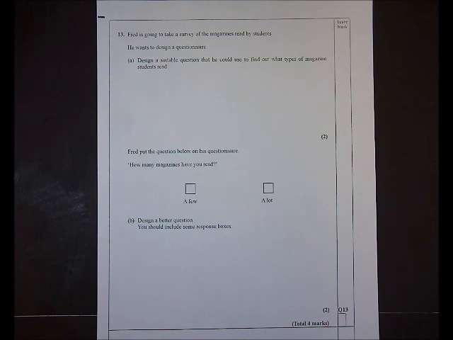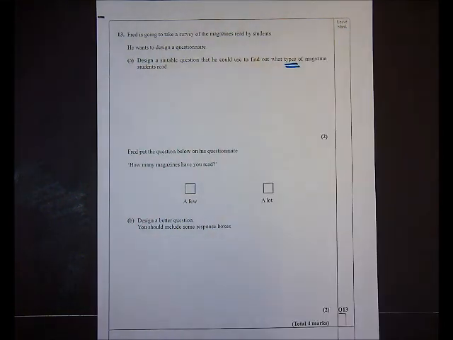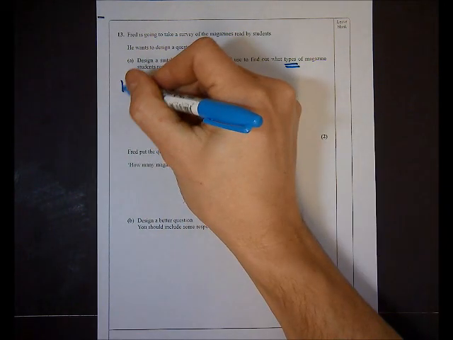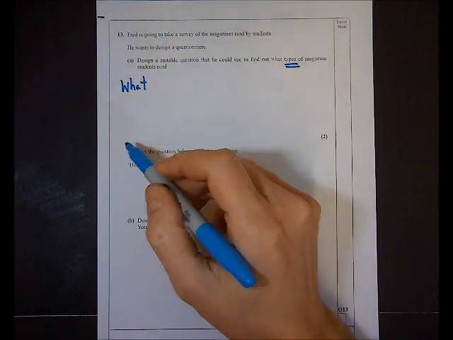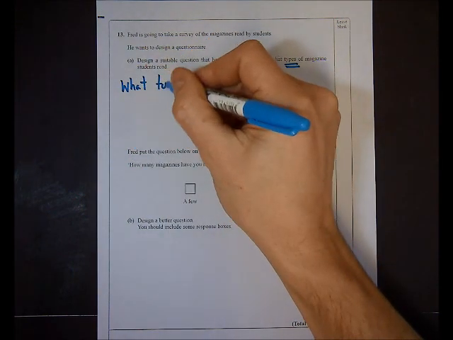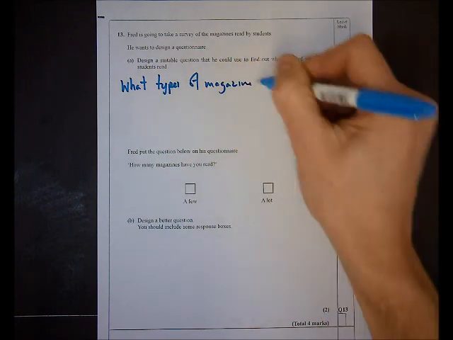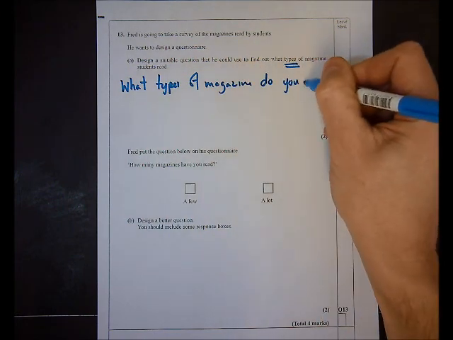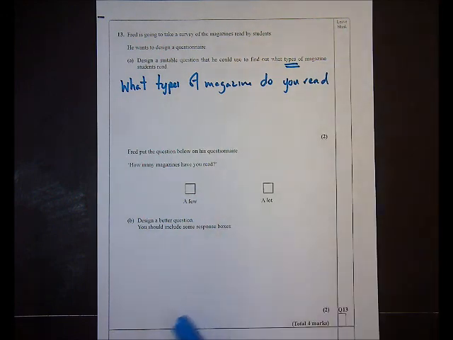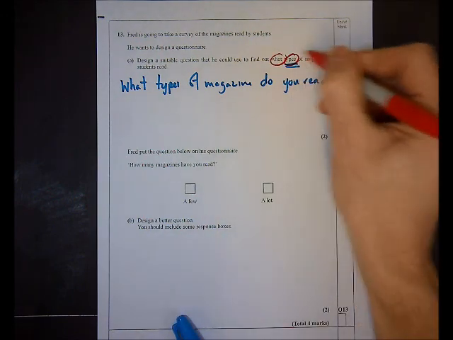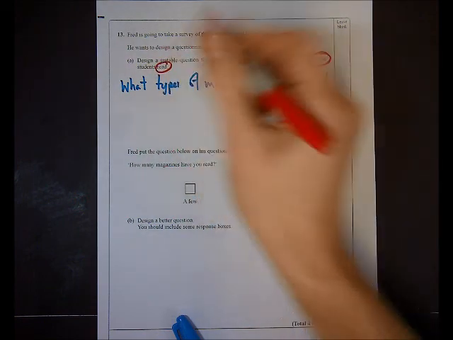On question 13, I'm told that Fred is taking a survey of magazines read by students, and I'm asked to design a suitable question that he could use to find out what types, and the key word here is what types, so the different types of magazines. So first off I'm going to need a question, and that's going to be pretty much taken from this section here. So what types of magazine do you read? And all of these words are coming from here. What types of magazine do you read?